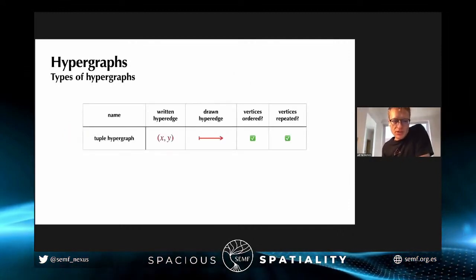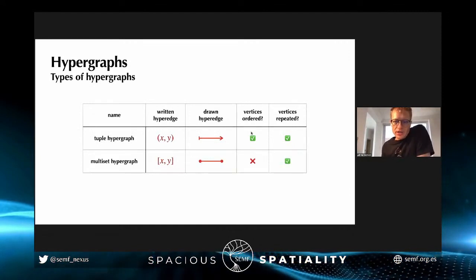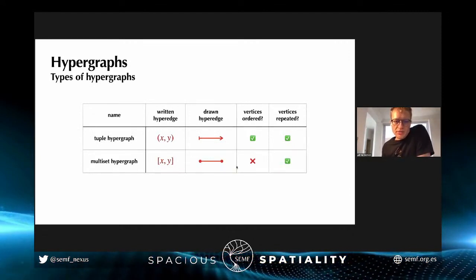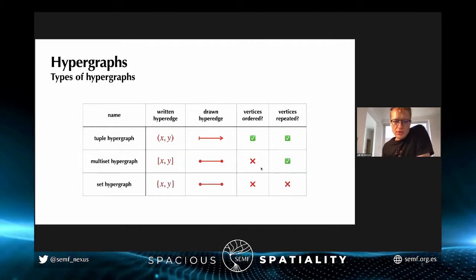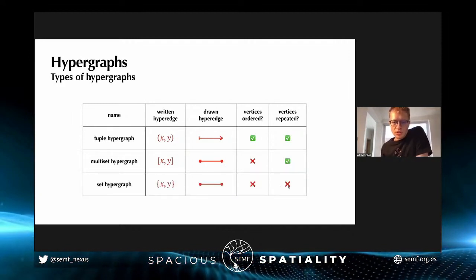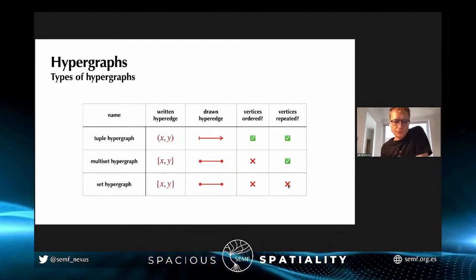Okay, so let's try to summarize the situation. What are these types of hypergraphs? We've got tuple hypergraphs where vertices are ordered and repeated. We have multi-set hypergraphs where vertices are not ordered, but they are repeated. And we have set hypergraphs where vertices are not ordered and not repeated.